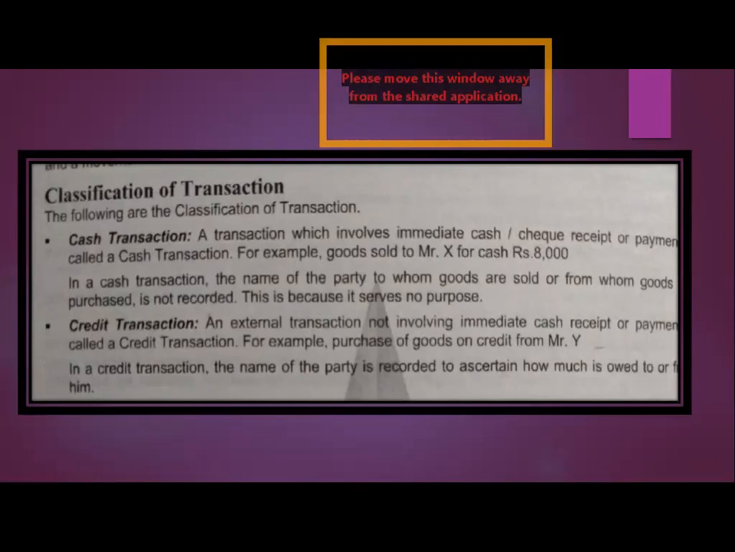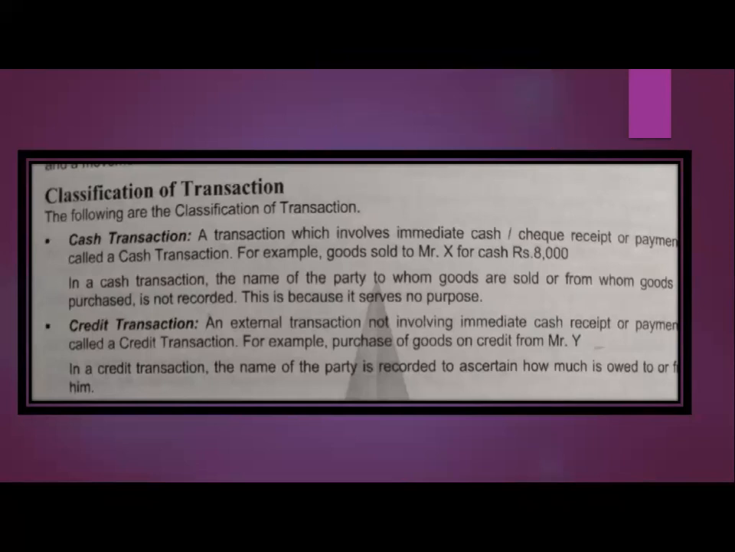Example क्या है? Purchase of goods on credit from Mr. Y. जो वाय भैया हैं उनसे हमने कोई चीज उधार पे खरीदी है, that will be your purchase of commodity on credit and on account, ठीक है. In credit transaction, the name of the party is recorded to ascertain how much is owed. हमें name of the party ये बताता है कि हमें उधार किस specific person को pay करना है, ठीक है.